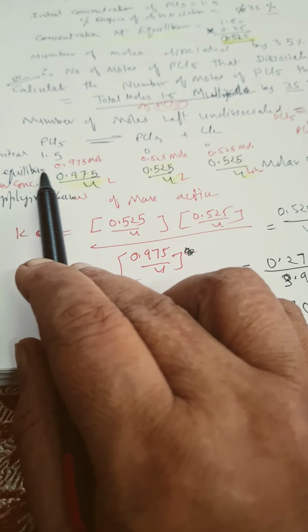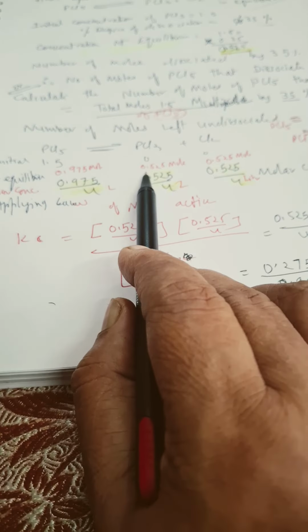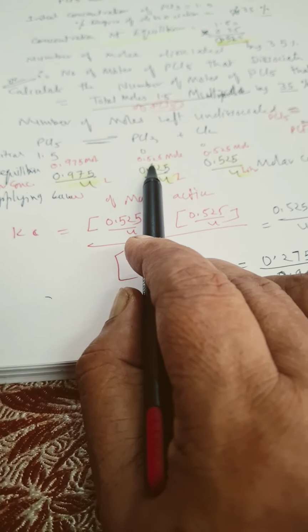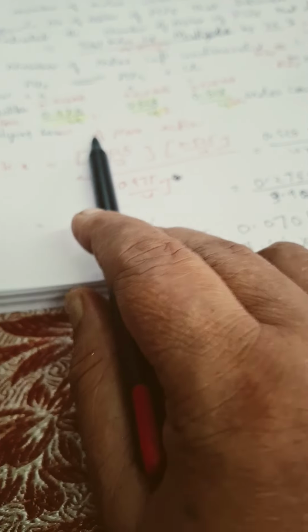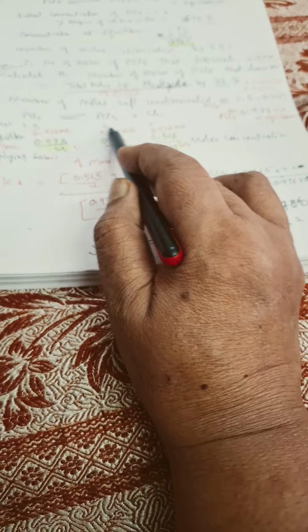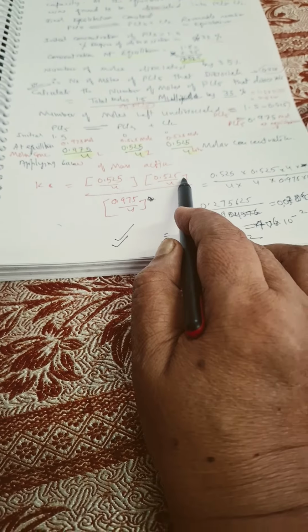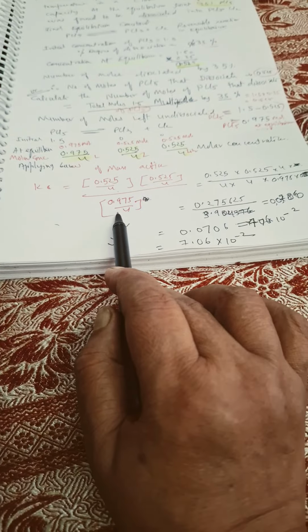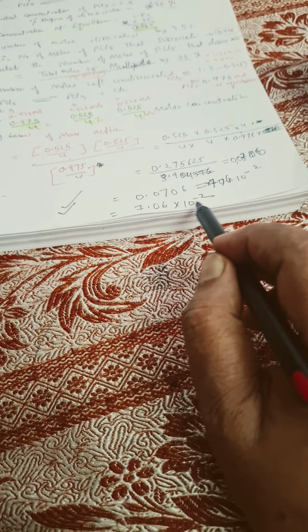Now we put this value in the equilibrium constant. Here see at equilibrium, after dissociation, the leftover will be 0.975, and this is 0.525. Here 0.525. So molar concentration we got it. Now Kc will be equal to the product of molar concentration of PCl3 and Cl2, so we write the molar concentration, divided by PCl5 molar concentration. We solve it and it will be 7.06 into 10 to the power minus 2.